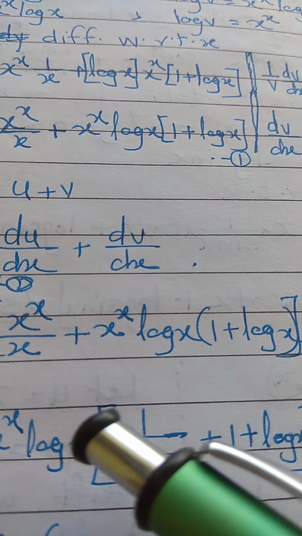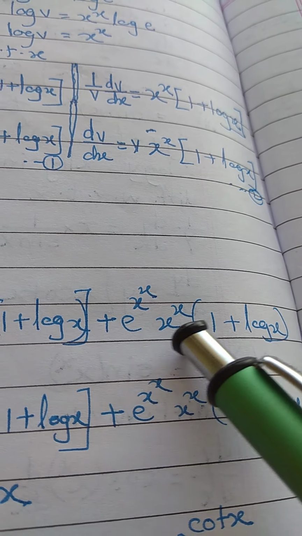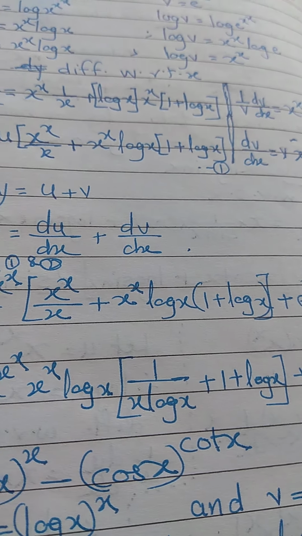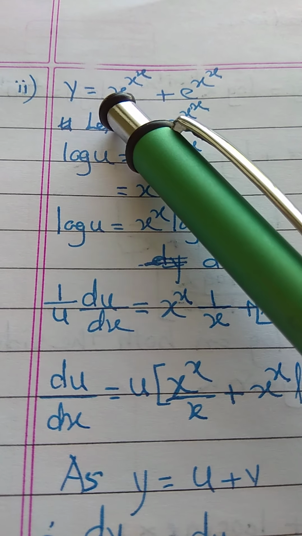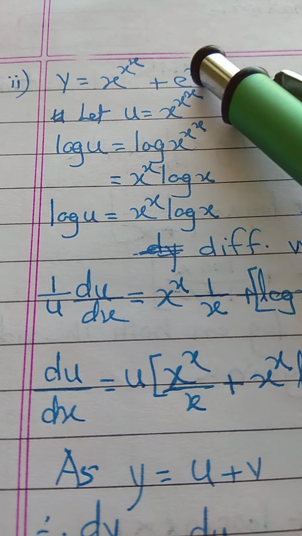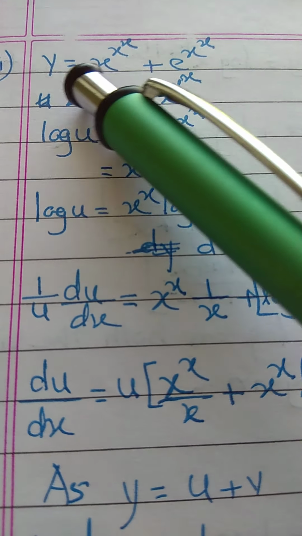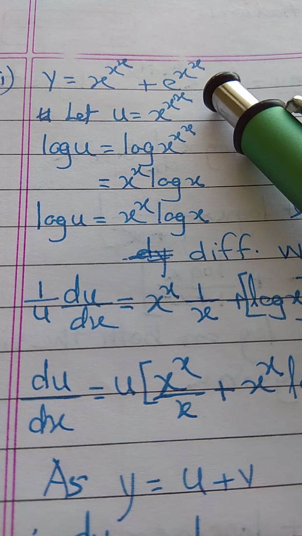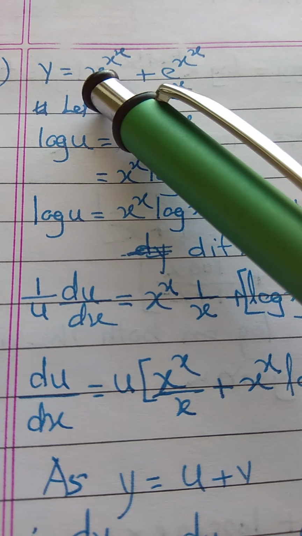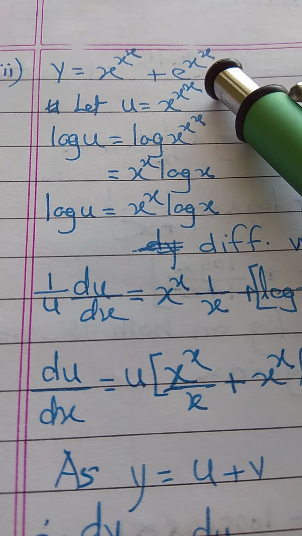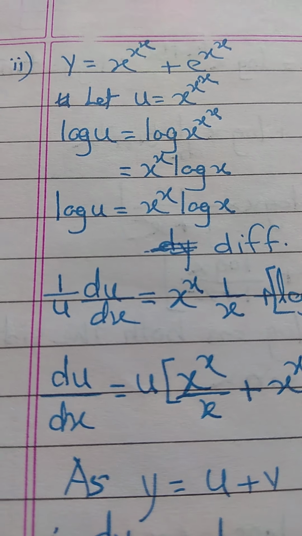Here x raised to x log x is common. Therefore what remains here is 1 plus log of x, plus this part as it is. Hence the answer. Always keep in mind that if y equals function raised to function plus function raised to function, then the problem should be solved by taking y equal to u plus v. You cannot take log directly without putting u and v here. You should take log separately for u and for v.